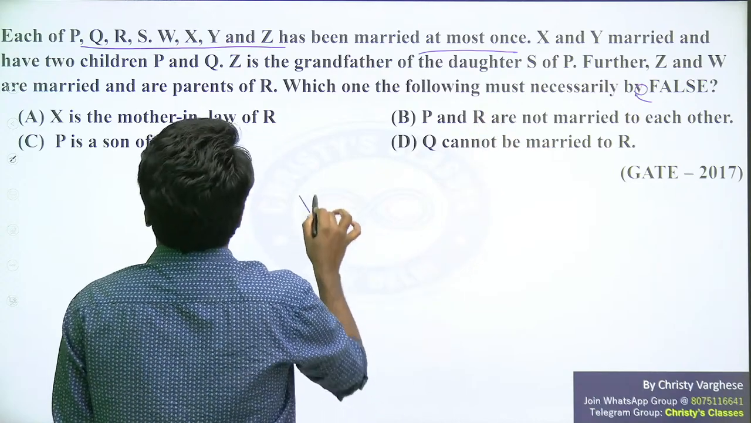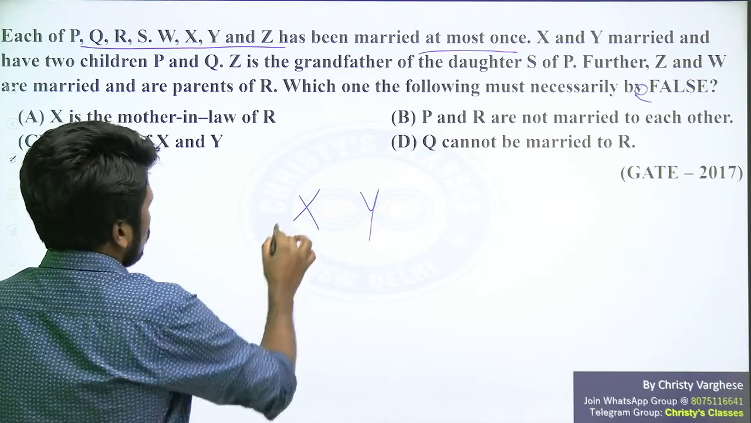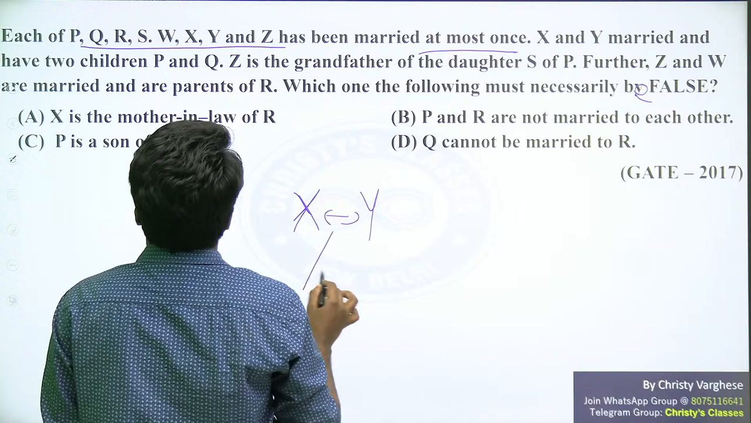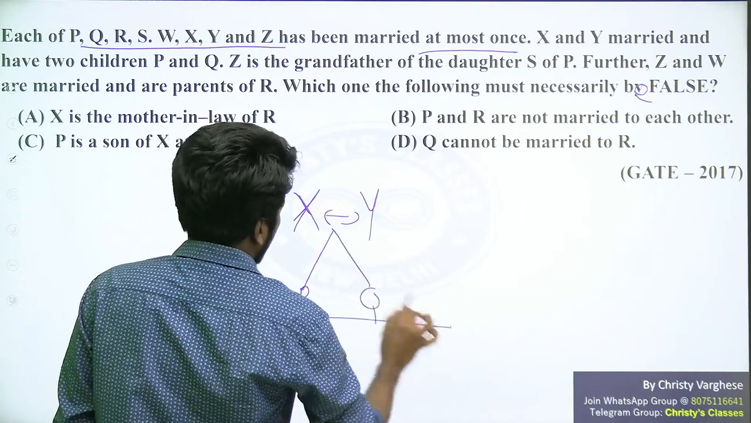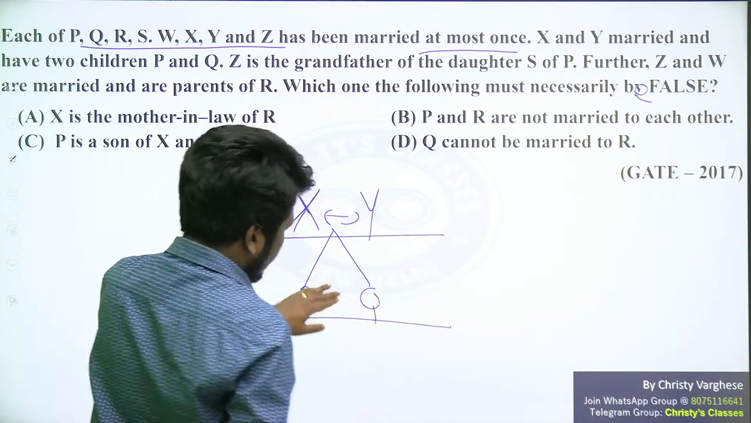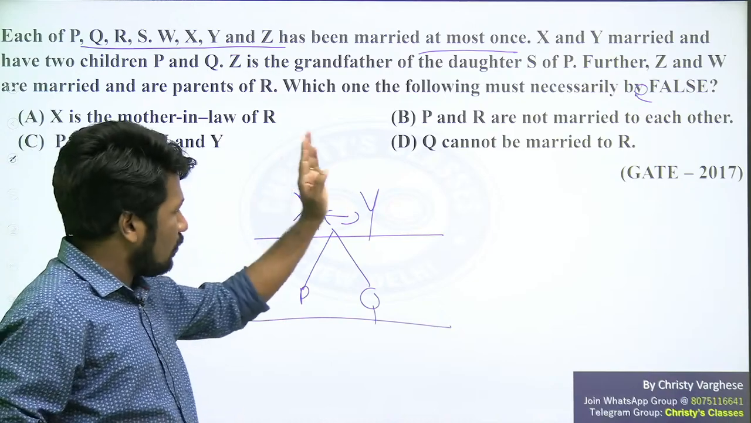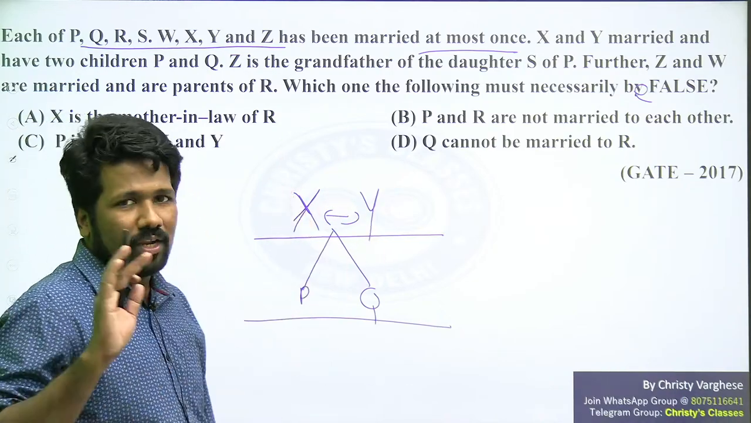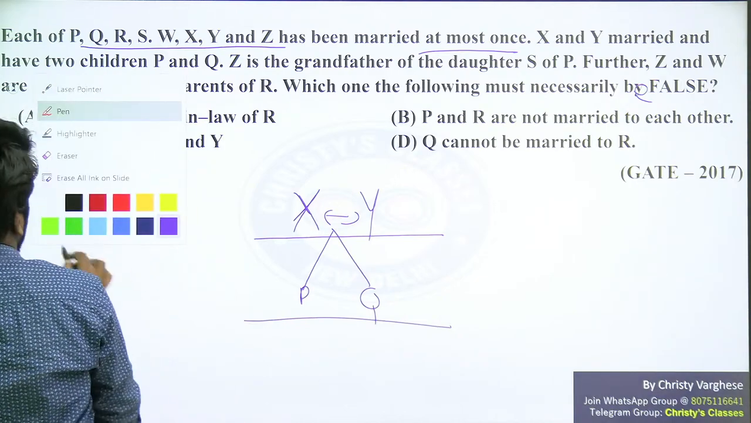X and Y are married and have 2 children, P and Q. So X and Y are married to each other and have 2 children, P and Q. So P and Q are the children of X and Y. So we can write them in the next generation. We don't know the gender of X. We don't know the gender of Y. We don't know the gender of P. We don't know the gender of Q till now. Nothing we know about the gender. Keep it in mind.